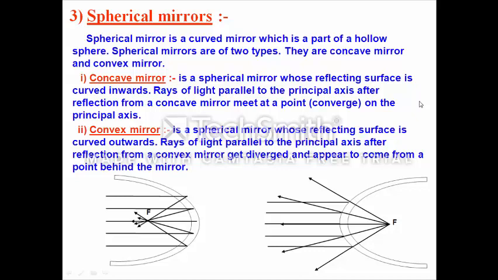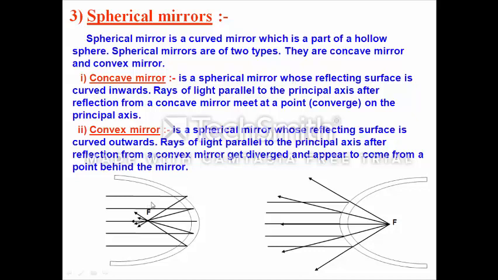A spherical mirror is a curved mirror, and it is a part of a hollow sphere, whose diagram we will see afterwards in our next video. Spherical mirrors are of two types: concave mirrors and convex mirrors.